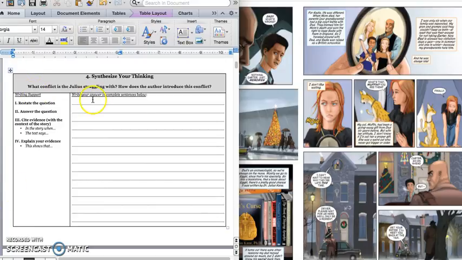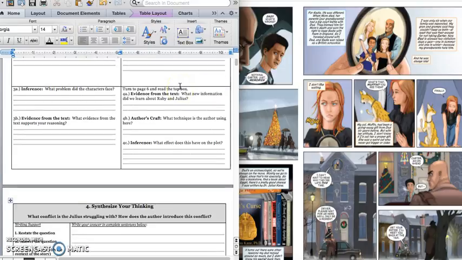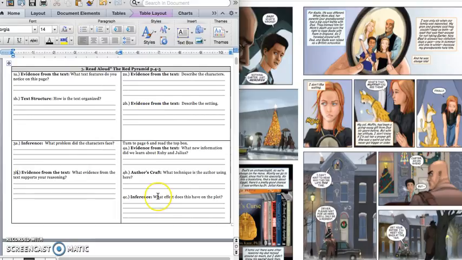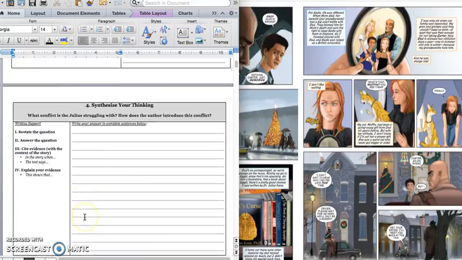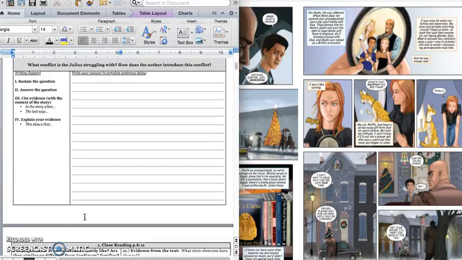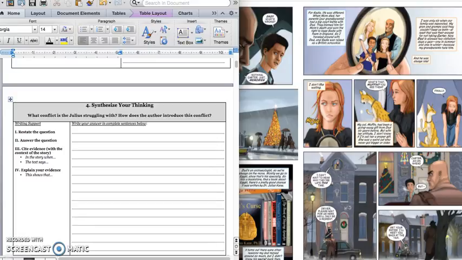What conflict is Julia struggling with? How did the author introduce this conflict? And so when you're writing your paragraph, you want to focus on boxes 3 and 4 for your paragraph. You have plenty of time. You may begin.